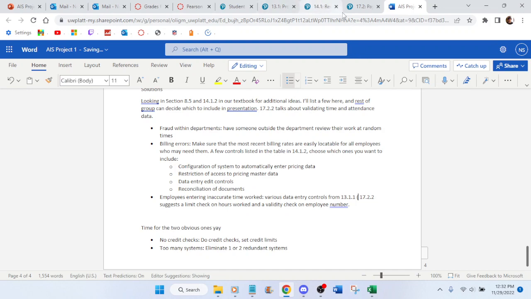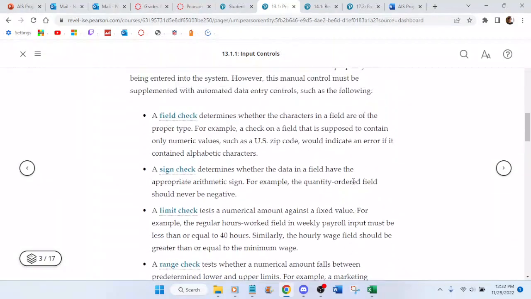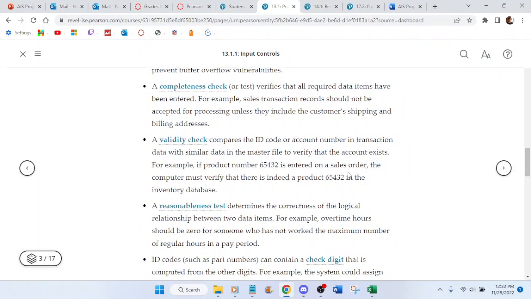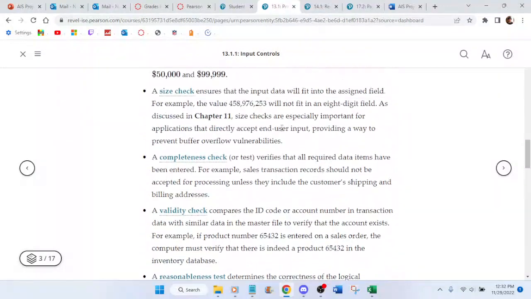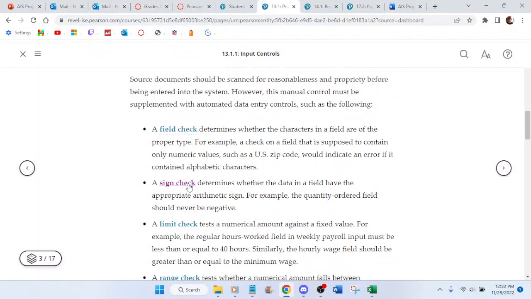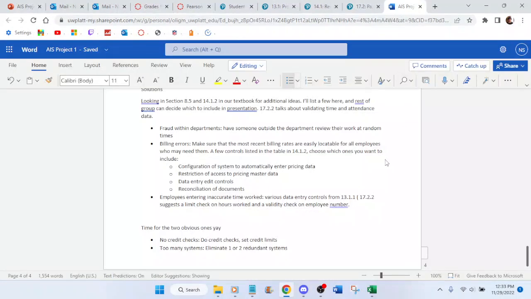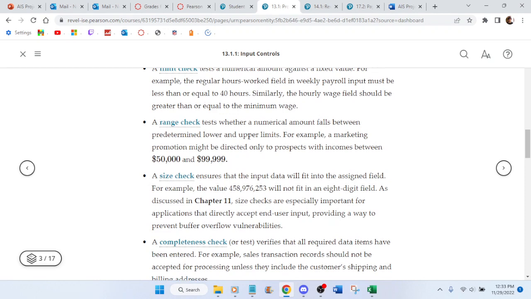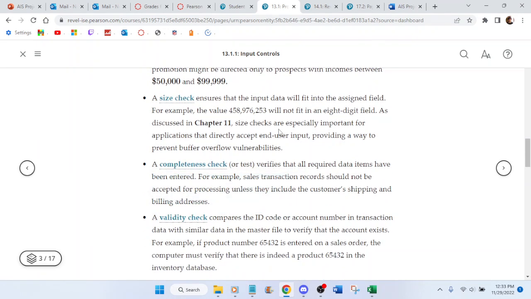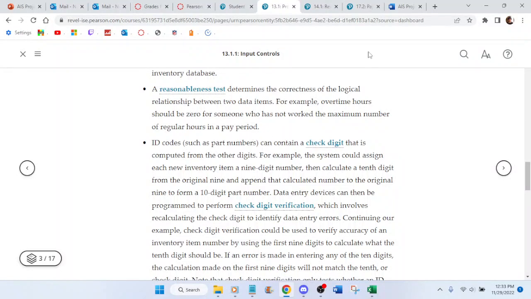Let's see here. 13.1.1. Like data entry controls, there's like field check, sign check, limit check, range check, size check, completeness check, validity check, reasonableness test. Holy crap. So maybe I'll just, let's see here. Field check, sign, limit. So we have like a limit check, maybe. Did I already write limit check there? They suggested a limit check, so I already wrote that one. How about a range check? Range, size, completeness, validity check, reasonableness test.